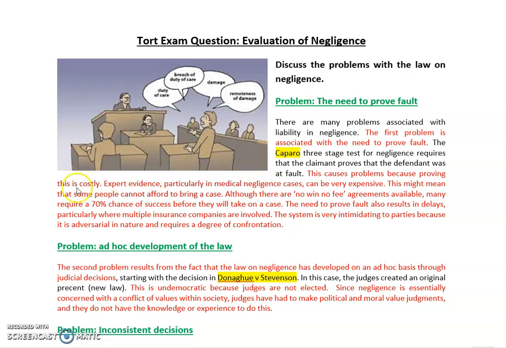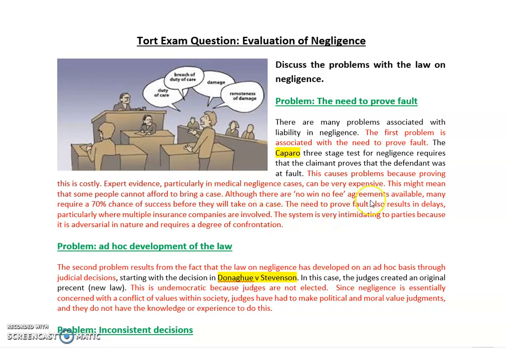And this may mean that some people can't even afford to bring a case in the first place. And I've mentioned here that although there are some no-win, no-fee agreements available, many of these actually require a 70% chance of success before they're even going to take on the case.